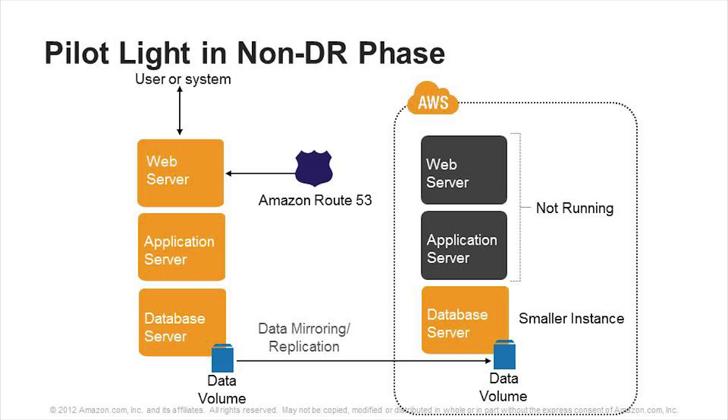modestly sized database server, just big enough to take that replicated data stream and store it on the data volume. We have machine images set up for both the app server and the web server, but those are not running and those are not consuming any processing power. They're not costing you anything to have those. All you're paying for at that point would be storing the machine image. You wouldn't be paying for the instances because they're not running.